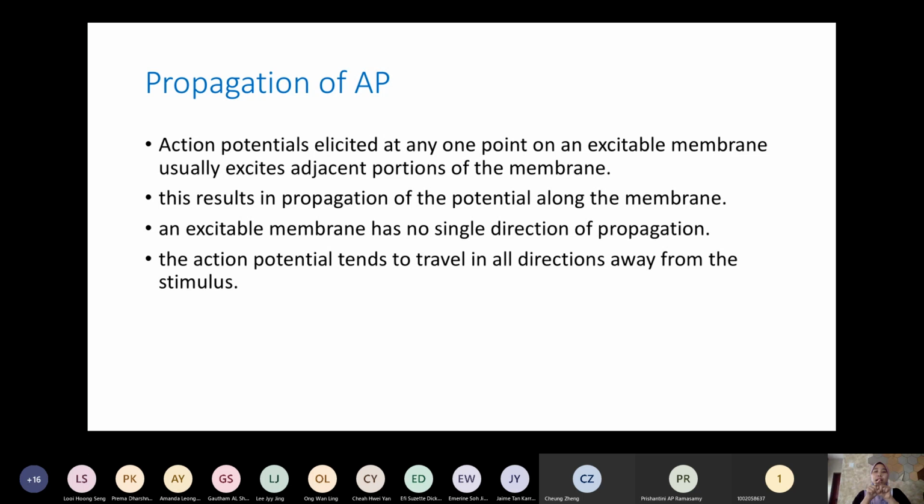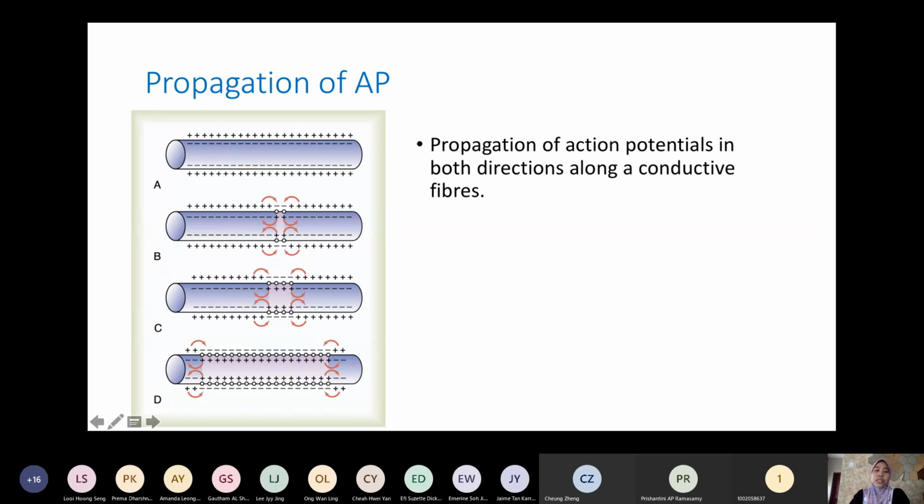So meaning that the electrical current can occur in both directions, left or right, but at the end, only the regions that have the synaptic bulb, only the regions that have the synapse, will send the electrical impulse to the next neurons, either the muscles or whatever it is. Okay. So the action potential tends to traverse in all directions from the stimulus. Okay, so this is how the action potential is propagated.